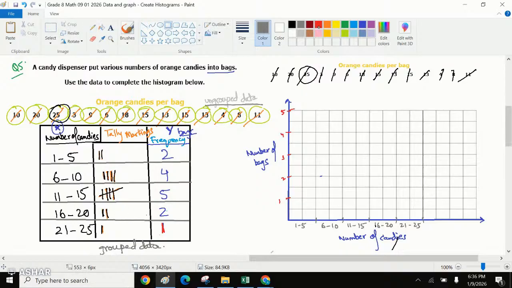Let's pick up the grid. Okay, from 1 to 5 number of candies, there were 2 bags. There were 2 bags which had 1 to 5 candies in it.